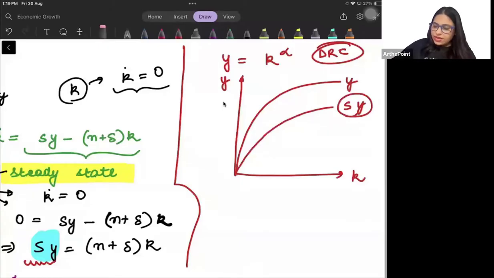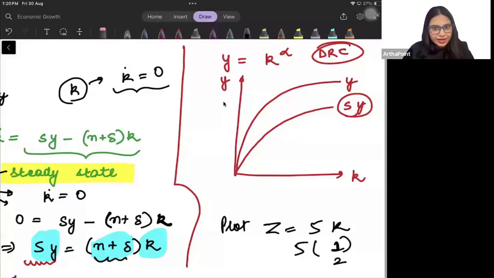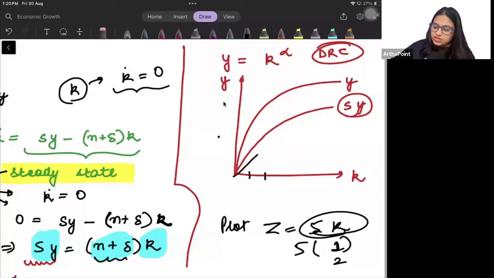Now look here. n is a constant. Delta is a constant. n plus delta is a constant. Constant into k. That means if I ask you to plot, suppose z is equal to some constant, say 5 times k. How will you plot this? Very simple. When k is 1, z will be 5. When k is 2, z will be 10. So when k takes the next value, I will get a value which will increase, but it will be a linear function of k. So there is a line that I am drawing, and this line represents (n plus delta) times k. It's a linear function of k.